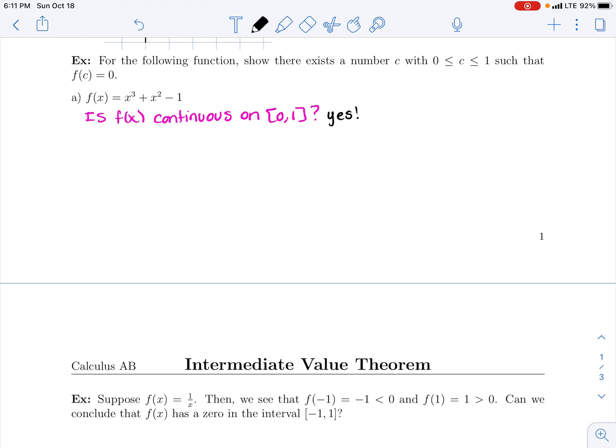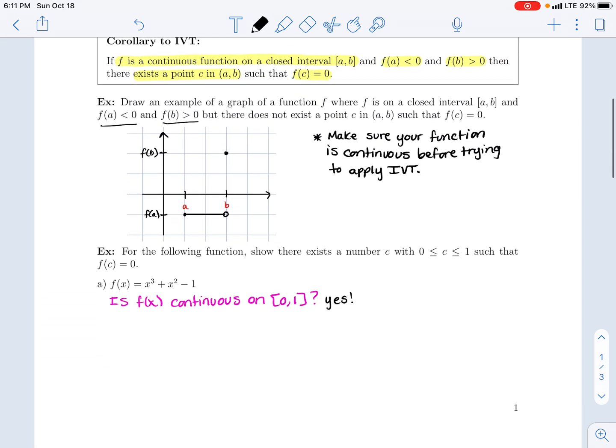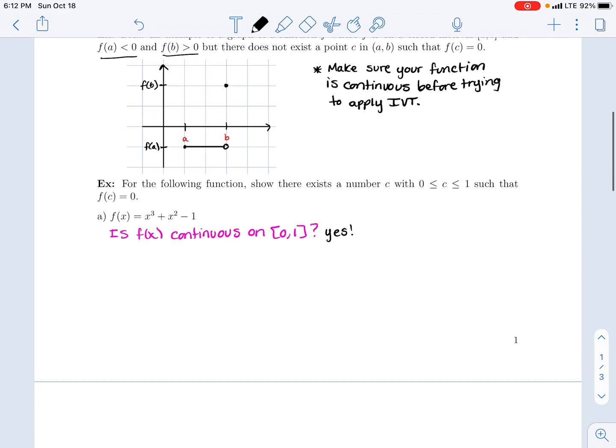And what do I need to do to show that there exists a c in this interval where f of c is equal to 0? Well, I need to check that f of a is less than 0 and f of b is greater than 0. So now I need to check that f of 0 is less than 0. In other words, check that f of 0 is negative.